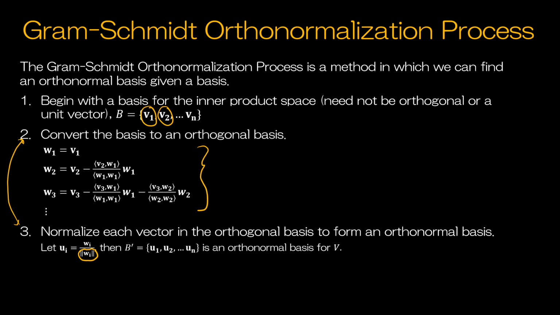But when we get to the end, B double prime, this is actually B prime. We're converting it to a new basis, and then we're making it a unit basis, so that's B double prime, an orthonormal basis for V. Let's take a look at an example.